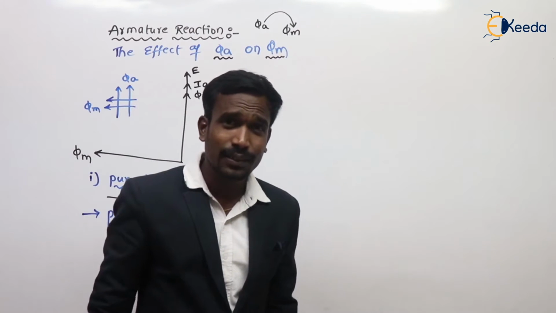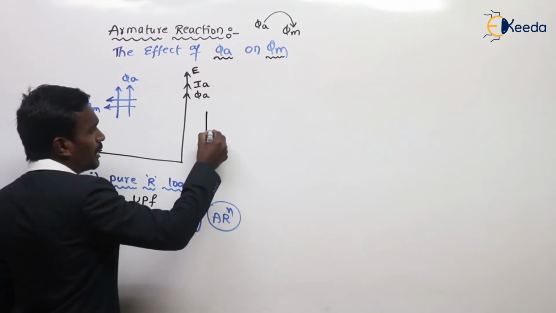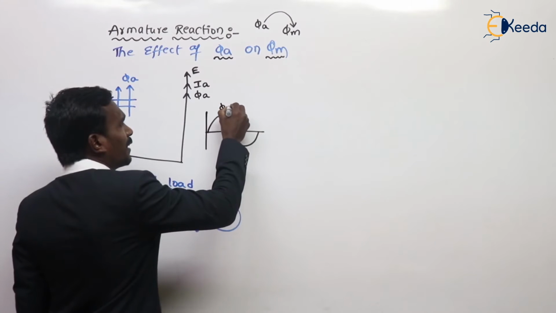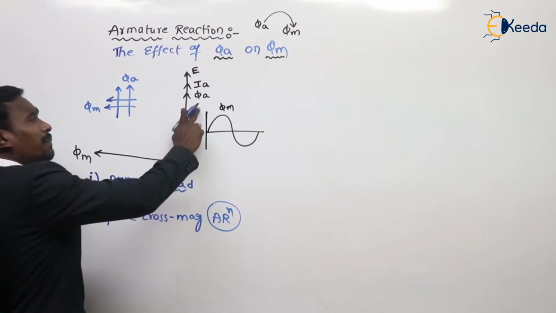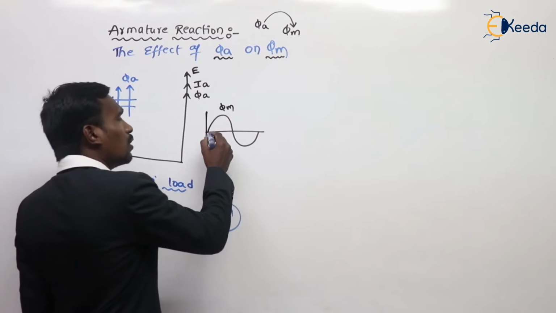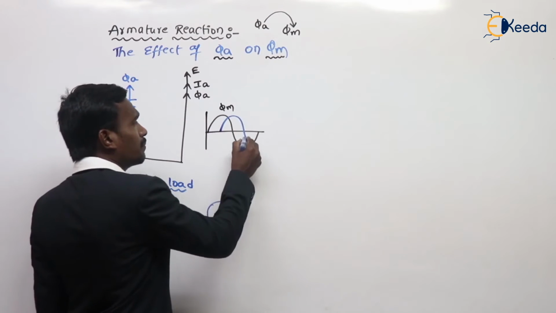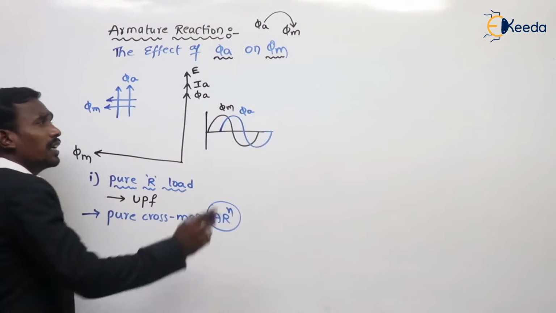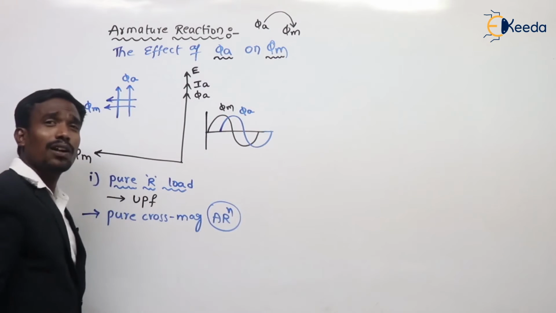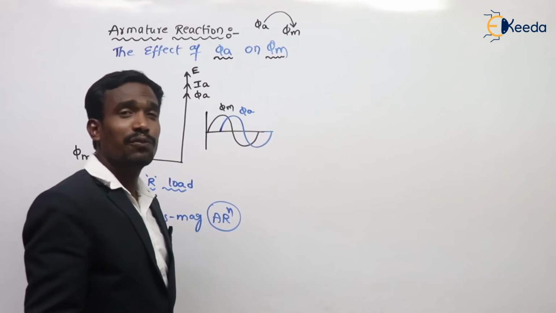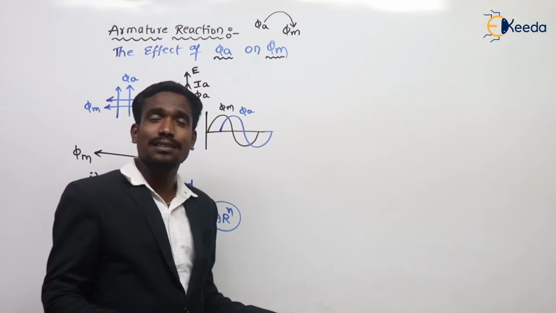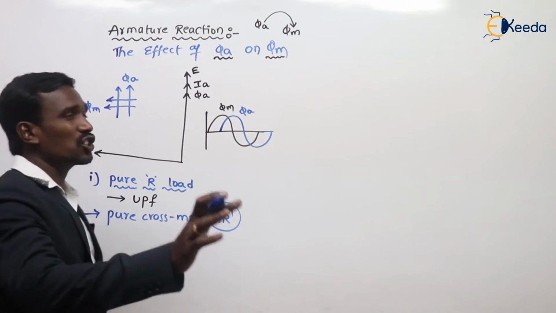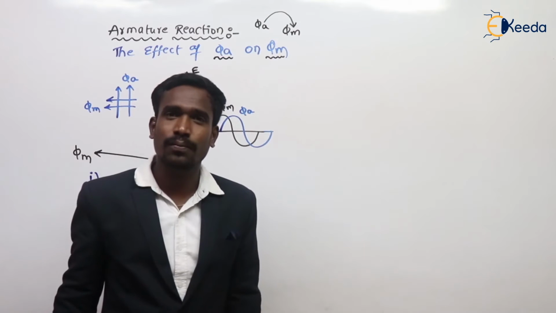Is it clear? See here, this is my main field flux. But my armature flux is after 90 degrees. So how is it after 90 degrees? Like this. This is my armature flux. See, this crosses the main field flux, but it is not adding, not subtracting. That's why this is the pure cross magnetization effect of armature reaction.